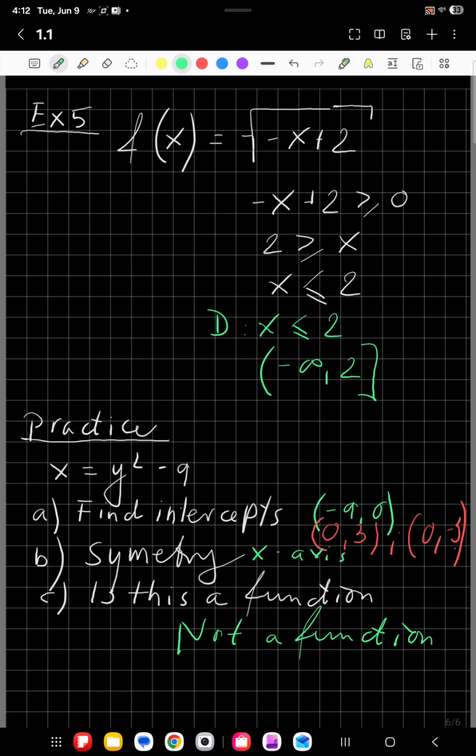Can you come up with some answer why this is not a function? I know I didn't explain what a function is and what is not, but you can figure it out. All right, that's it. So that's the end of 1.1.